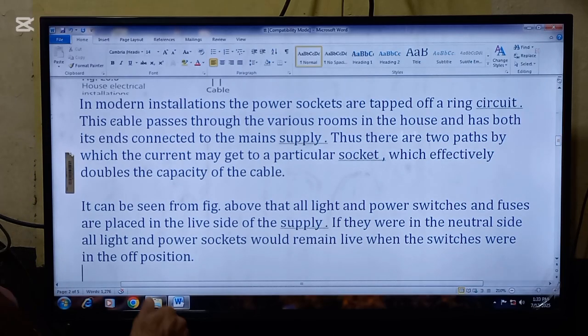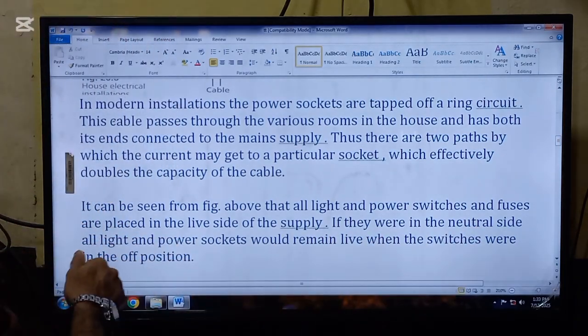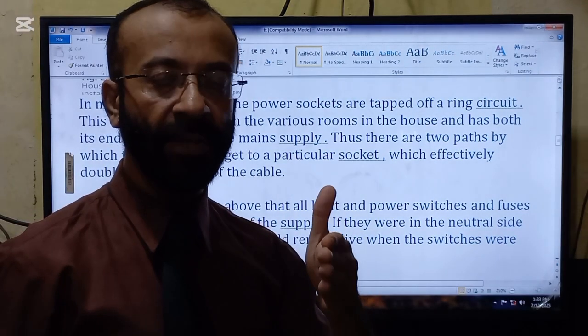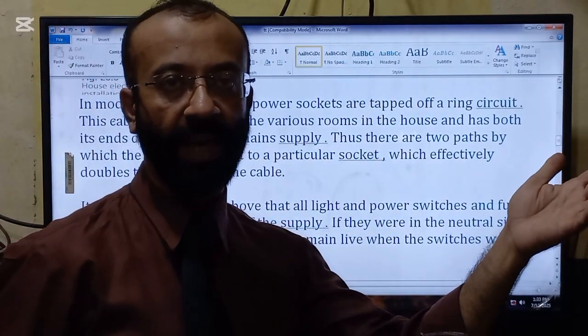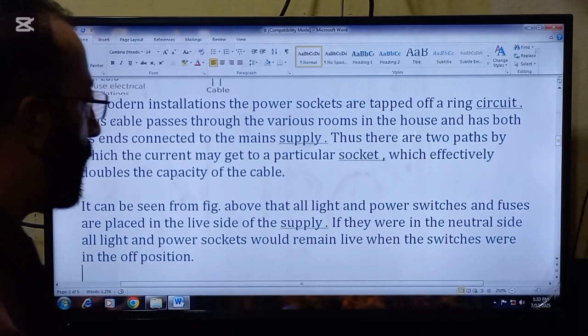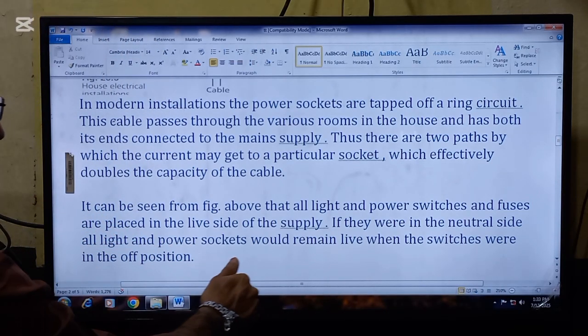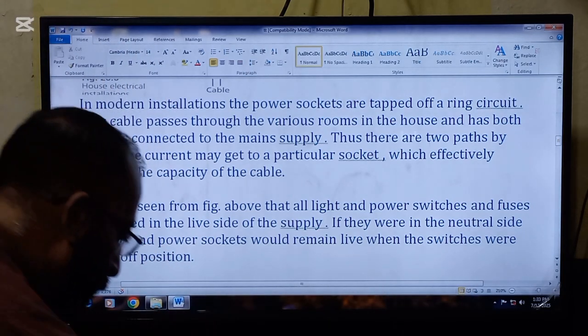It can be seen from the figure above that all lights, power switches and fuses are placed on the live side of the supply. So all the switches and sockets are placed on the live side of the wire, not on the neutral side. The reason is, if they were on the neutral side, all lights and power sockets would remain live when the switches were in the off position.